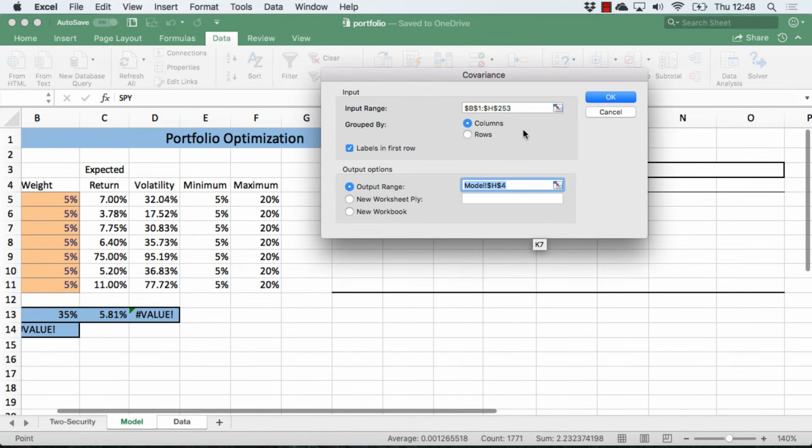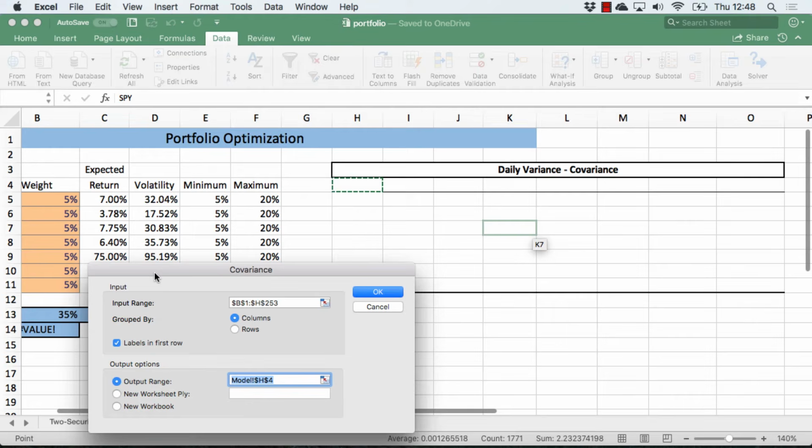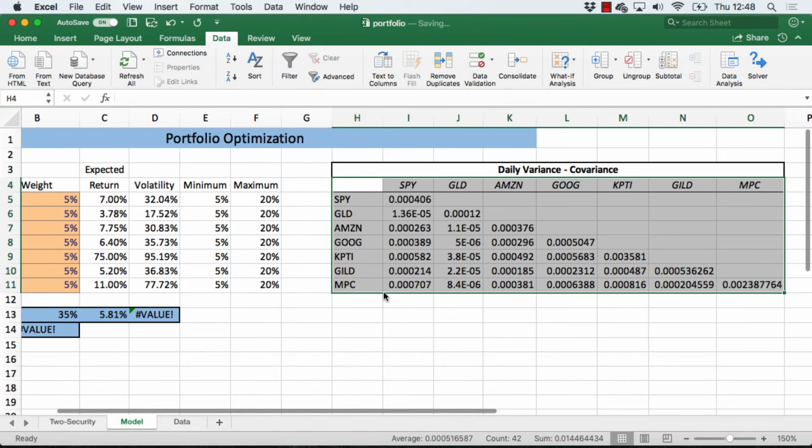And the covariance is going to be just that table of data for the instantaneous rate of returns over the past year. There are labels in the first row, and then I selected to output it starting right here in the model sheet. Then all we need to do is run it, and we end up with our covariance table.